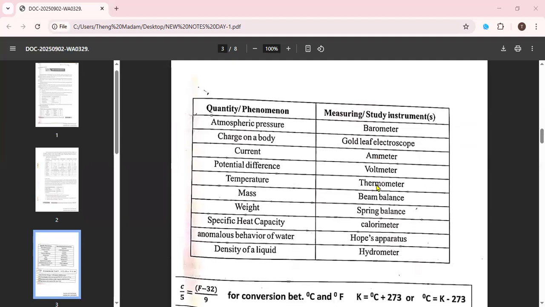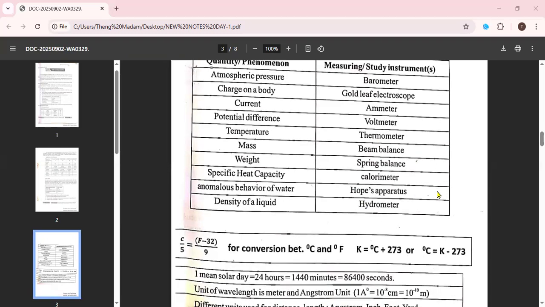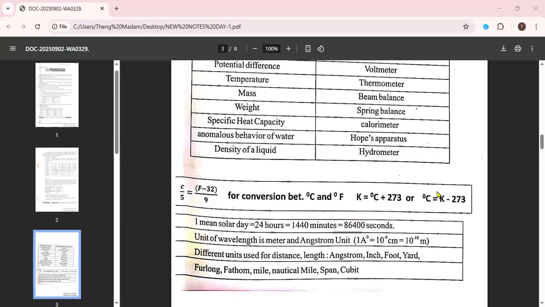Now you should know some physical terms and their instruments which are used to measure them. For example, we have to measure the atmospheric pressure, we are using barometer. Charge on a body, gold leaf electroscope. Current, ammeter. Potential difference, voltmeter. Temperature, thermometer. Mass, beam balance. Weight, spring balance. Specific heat, calorimeter. Anomalous behavior of water, Hope's apparatus. Density of liquid, that is hydrometer.